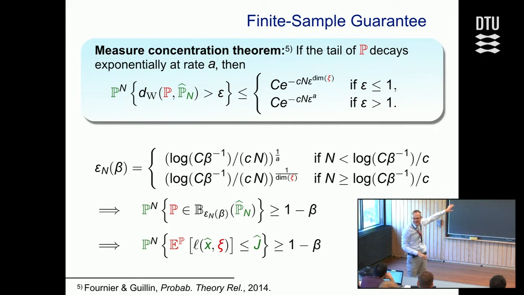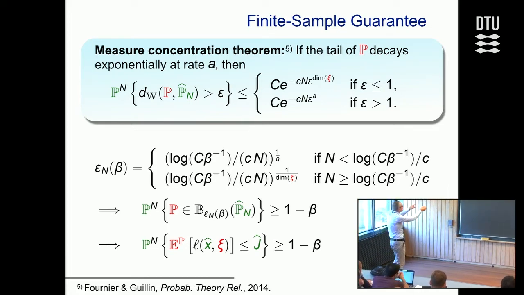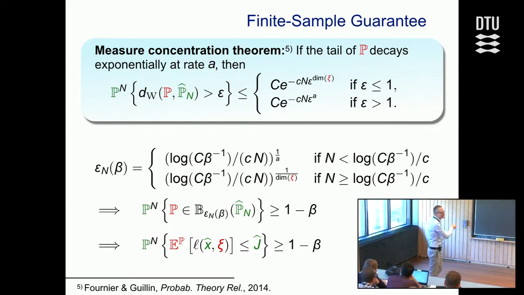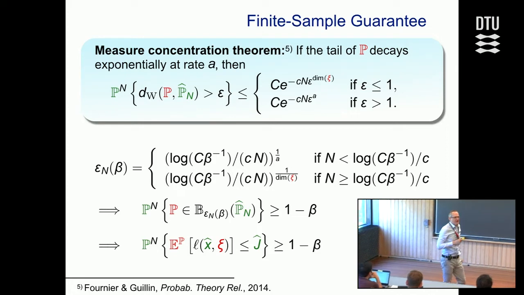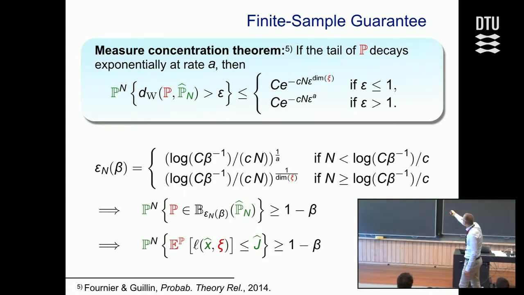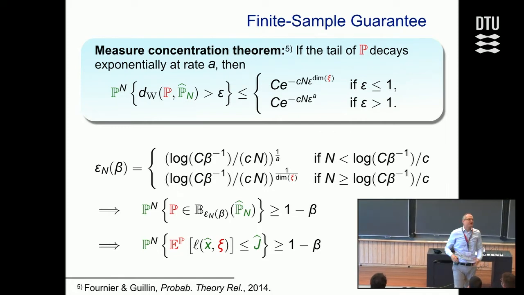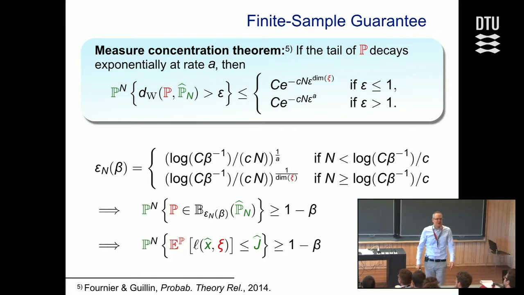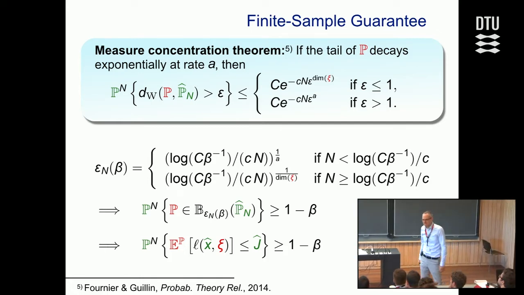You don't need to read the details here, but you can invert this formula, right? So basically, you can, for a given number n of training samples, and for a given small significance level beta, you can compute the Wasserstein radius that looks like the formula here, which will guarantee that the true distribution is inside your ball with probability 1 minus beta. Okay?